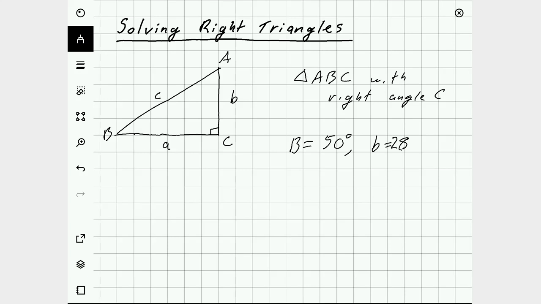But to solve the triangle means to look at this diagram, recognize that we have this angle, 50 degrees in this case. We have this side, 28 in this case. We know what angle C is, right? It's a right angle, that's 90 degrees. And then that leaves angle A, side little c, and side little a that we still don't know.